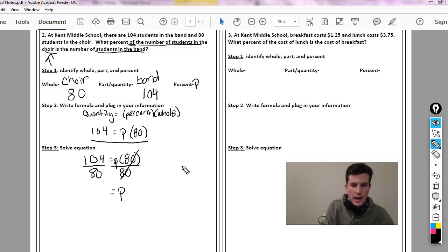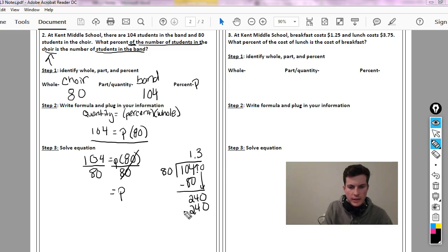Well, thanks to the power of long division, we can find out. 104 divided by 80. Don't be afraid of long division. It's actually one of your best friends in this class. So 80 times 1 gives us 80. 104 minus 80 is 24. Now, don't lose your decimal. It goes straight up. Add a 0, carry it down. 80 goes into 240 3 times. 80 times 3 is exactly 240. We subtract. Nice, no remainder.